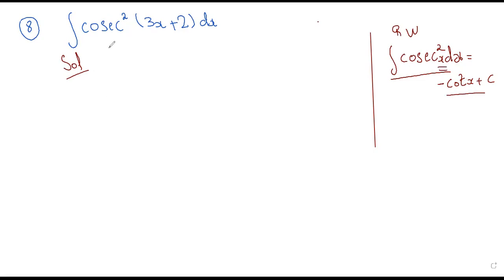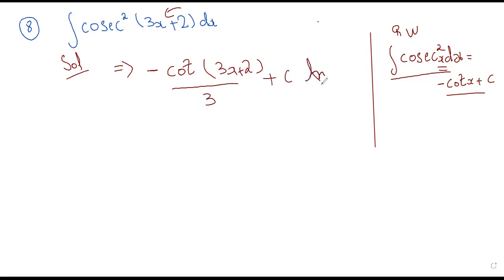Now there's a difference in our example. How would we play with the difference? When we have cosec square x, we have cot x, so this would be minus cot. Now we don't have x, we have 3x plus 2. What is the derivative of this function? 3. Very good. So we need to divide by the derivative of this function, and this is the answer, right? Is it clear? Yes, it is. Okay.